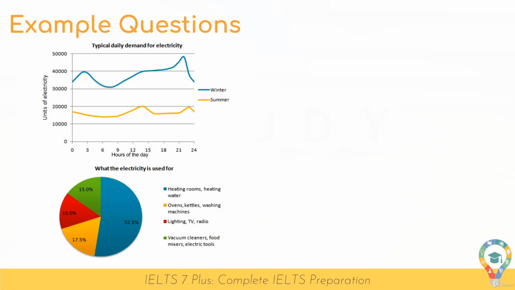Below the line chart is the pie chart, and this shows what the electricity is used for. To the right we have our key, which shows us what information is being recorded, and on the left is our pie chart showing the amounts.